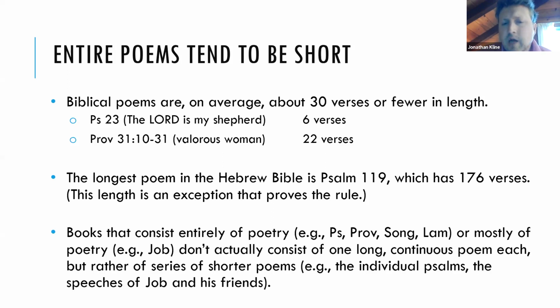And books that consist entirely of poetry, like Psalms, Proverbs, Song of Songs, Lamentations, or mostly poetry like Job, don't actually consist of one long continuous poem each, but rather a series of shorter poems. For example, in the Psalter, each psalm is its own poem. The whole book is not one poem. Likewise with the book of Job, which consists of a bunch of speeches from Job and his friends, each one of which is its own poem. There's obviously the whirlwind speech from Yahweh as well.